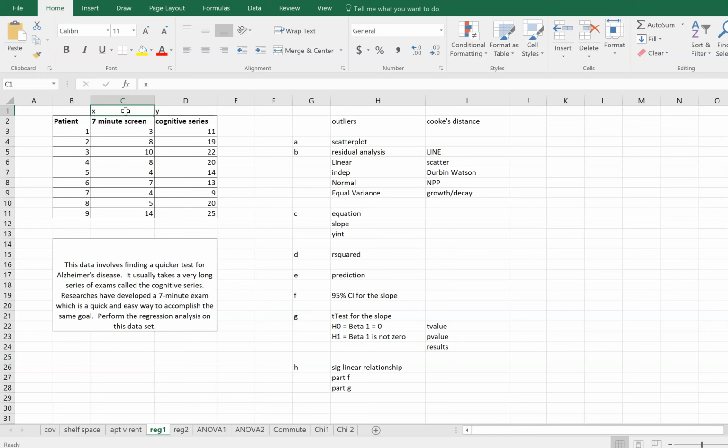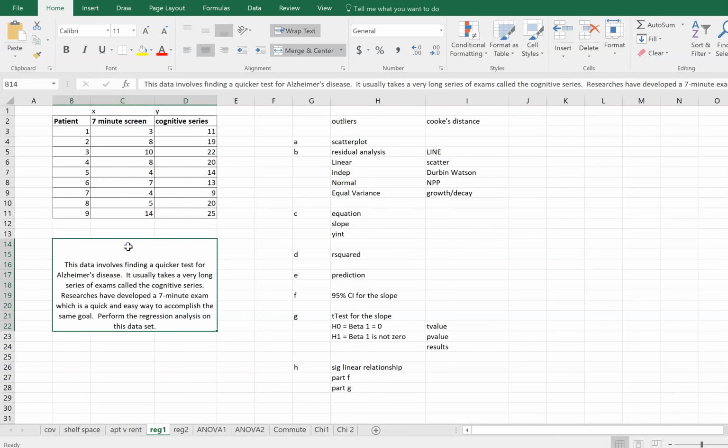What does this data involve? Well, let's read. The data involves finding a quicker test for Alzheimer's disease. It usually takes a very long series of exams called the cognitive series. Researchers have developed the 7-minute exam, which is a quick and easy way to accomplish the same goal. So let's perform the regression analysis to see if the 7-minute exam does predict the same scores you would get in the cognitive series, that is long and drawn out test. It'd be nice to know a quick 7-minute screen works just as accurately. But let's get into it.